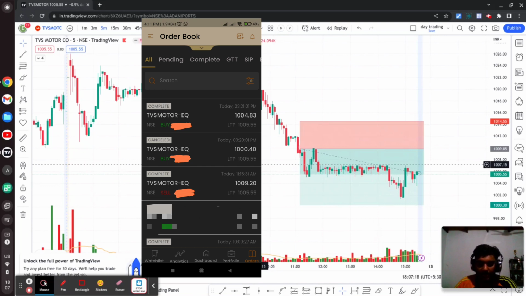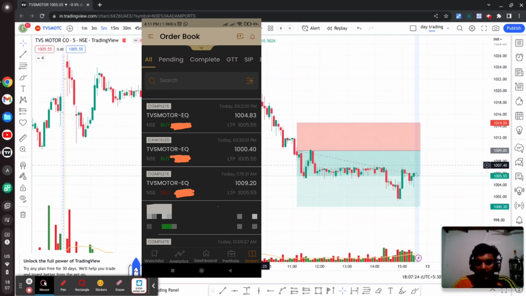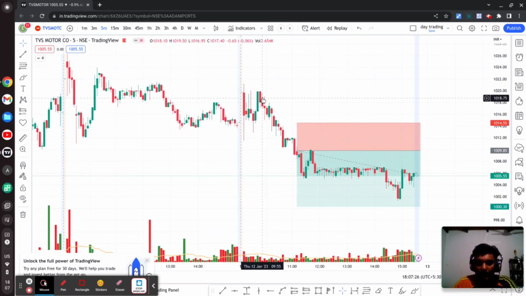So this is the screenshot of the trade report. The stock was TVS Motors and I was expecting a bearish day for the stock, and it was a bearish day for TVS Motors. So I short sell it below 1010, and we will see why I selected the level 1010 and how I selected the stock TVS Motors for the day.